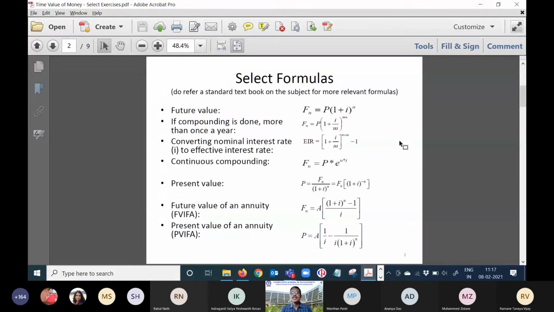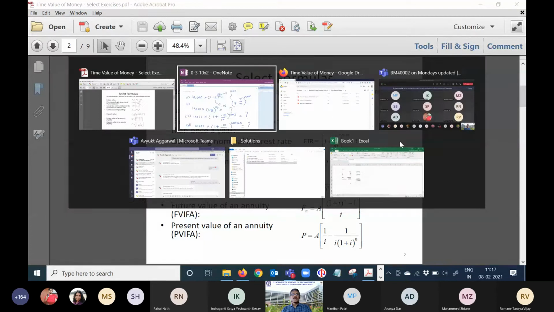You can see here in this slide, P into e to the power n into I. Here n is nothing but your number of years. I is your interest rate. Okay, very good. So this is very simple then. So let's go to another problem.